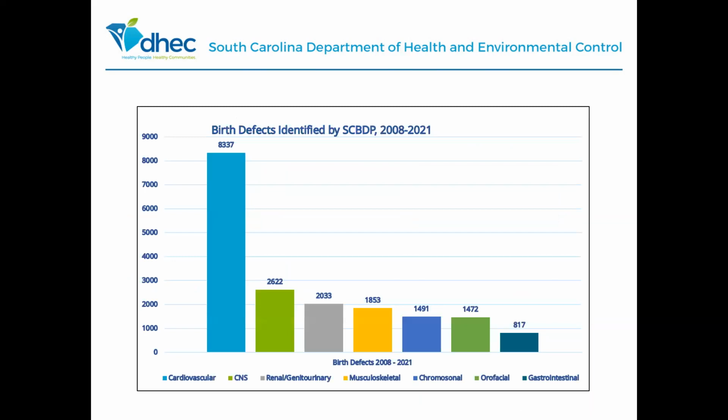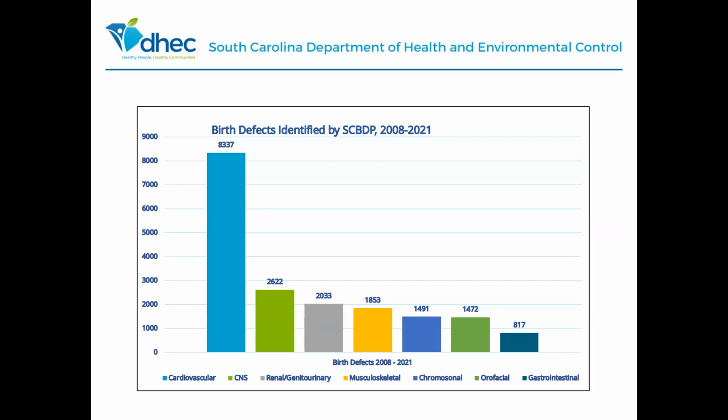In South Carolina, since 2008 through 2021, we've identified thousands of birth defects. Over 8,000 birth defects were identified in the heart category. Heart defects are the most common kind of birth defect, not only in South Carolina, but across the United States. Next, central nervous system defects. We've identified over 2,600 defects in the central nervous system category.